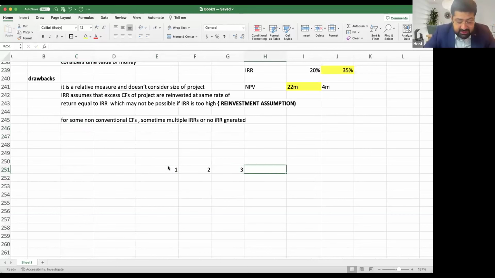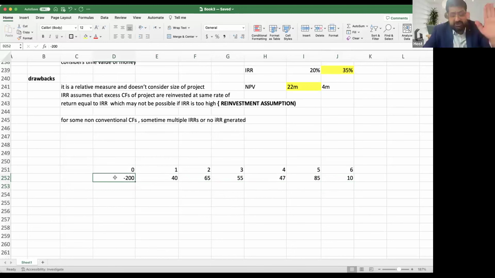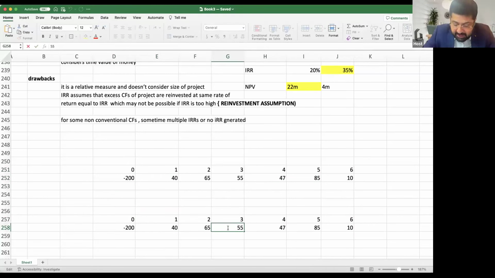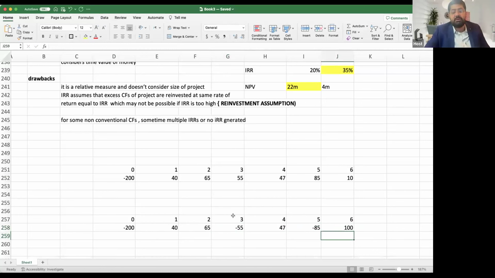So non-conventional cash flows are those cash flows that are different from conventional ones. What are conventional? Conventional is that there is an outflow, then inflows. First outflow, then inflow. What is non-conventional? Outflow, then inflow, then multiple outflows within the cash flows. So when we calculate IRR of such cash flows, for some, not for all, we get multiple IRRs.